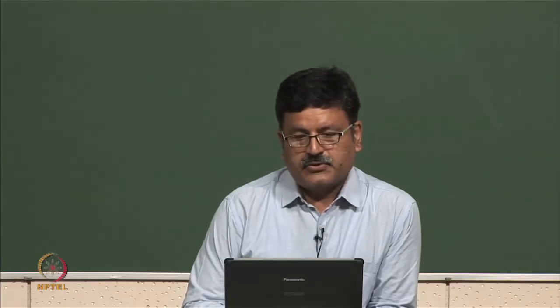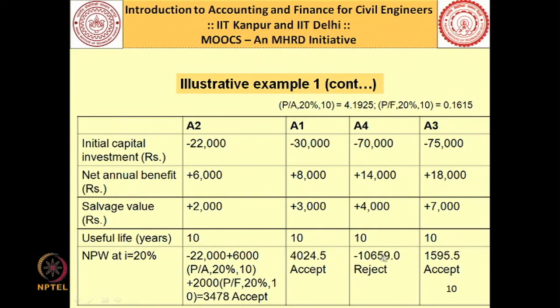So, this will also be taken to the next stage. But when it comes to alternative A4, you find that we are getting a negative net present worth, equal to negative 10,659. So, we say that this alternative is not to be taken to the next stage of analysis. Likewise, if you do it for A3, there we are getting a positive net present worth. So, we can say that A3 also can be taken to the next stage.